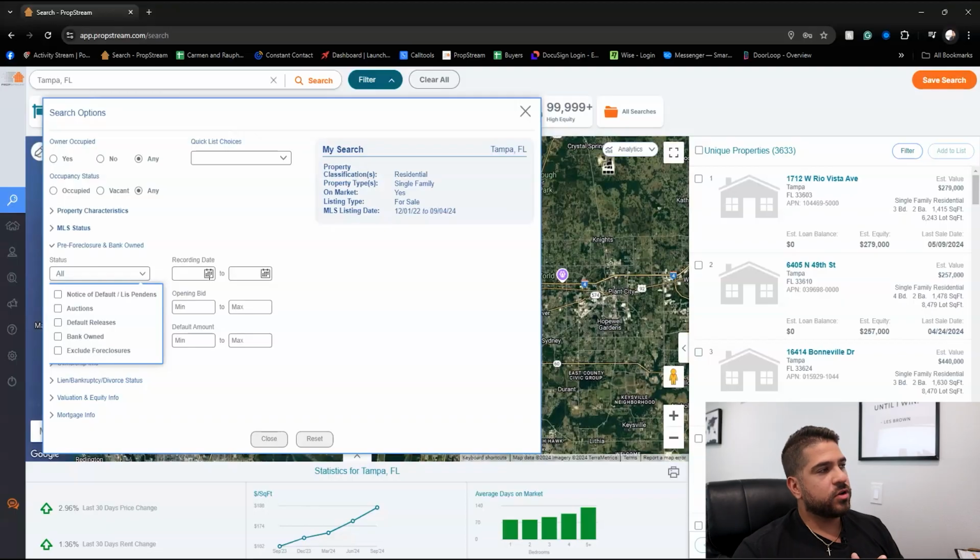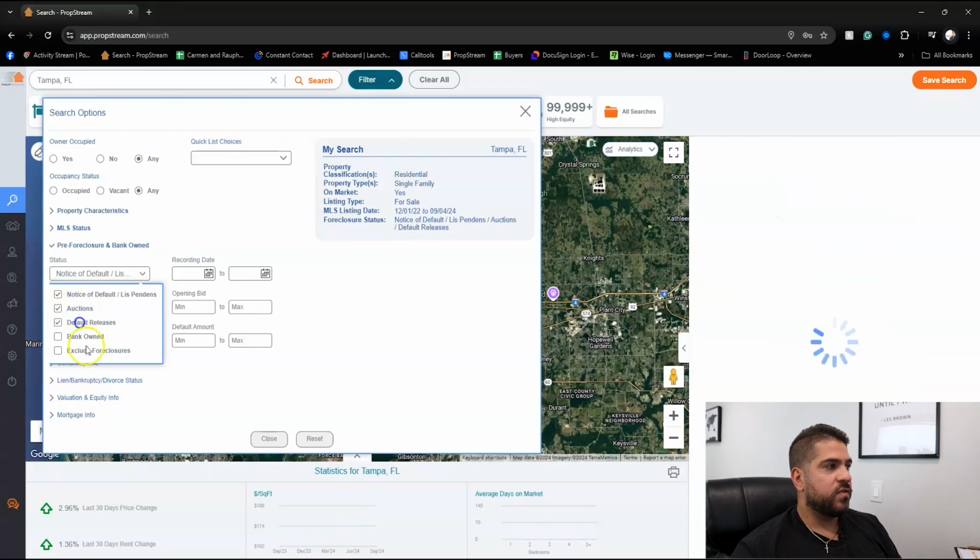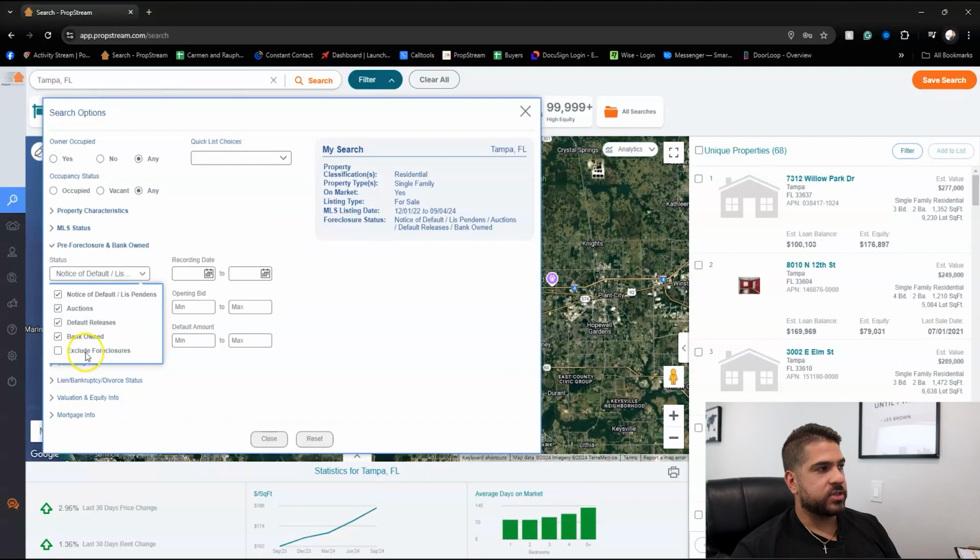So then you go to pre-foreclosures. Pre-foreclosures are people that haven't paid their mortgage, of course, and they're in some step of a pre-foreclosure, right? You can be notice of lis pendens, so that's the initial steps of foreclosure. Then you got auctions, default, bank owned, exclude foreclosures, right?